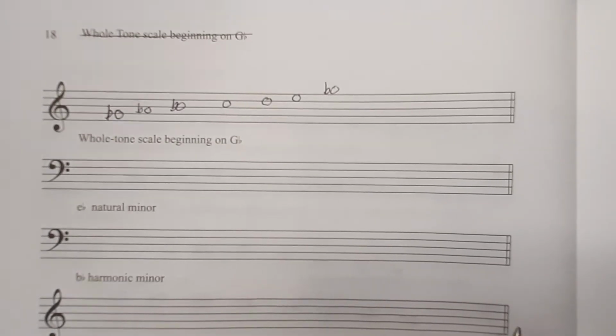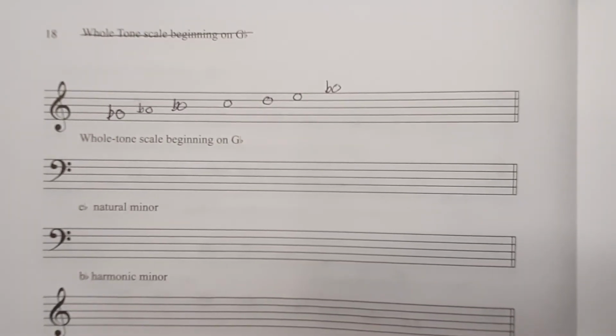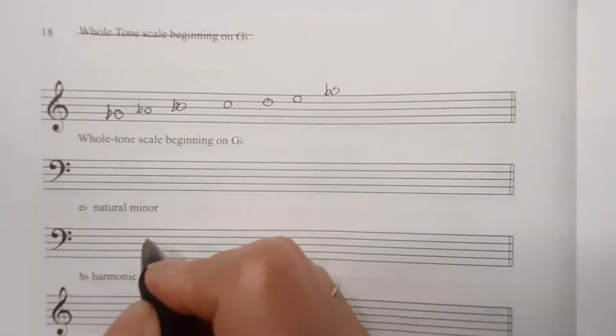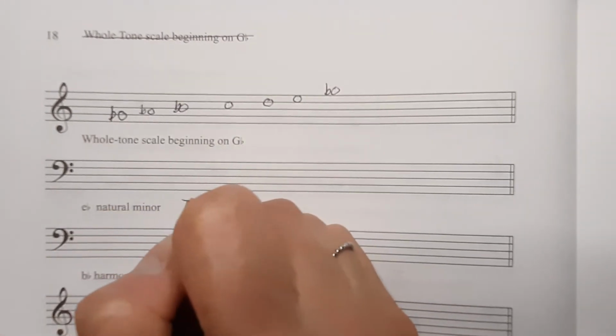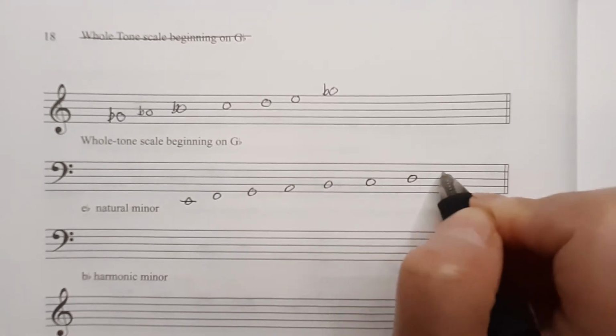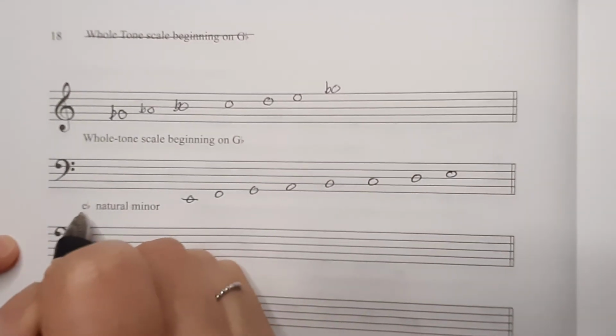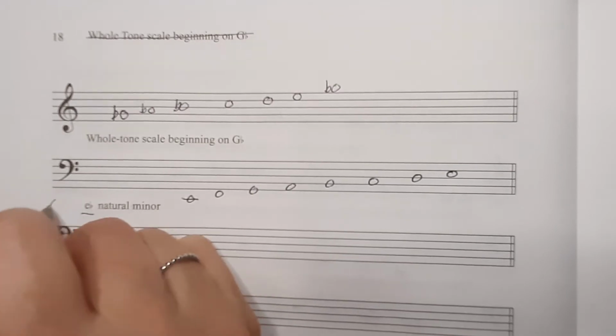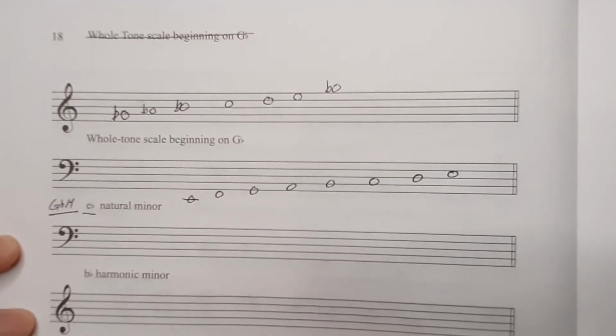Okay. E flat natural minor. So draw the notes from E flat to E flat. Okay, so here we go. E, F, G, A, B, C, D, and E. What's the relative of E flat? It's G flat major, right?